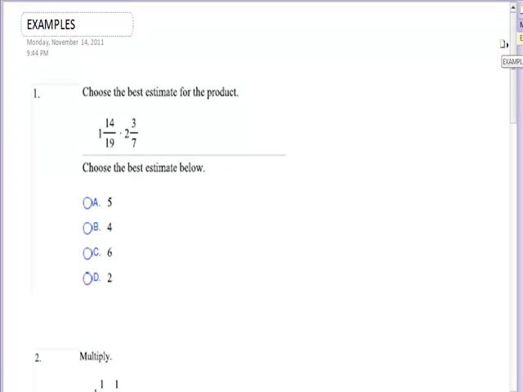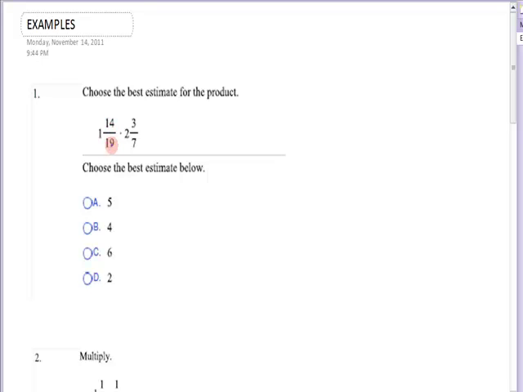Let's take a look at some. We're also going to do a little estimating. In this one it says choose the best estimate for the product. Okay, finding the estimate is really not going to be very hard. Look at the fraction part, 14/19. If the fraction is more than half, if 14 is more than half of 19, you're going to round this up to the next whole number. If it's less than half, you're just going to throw the fraction away.